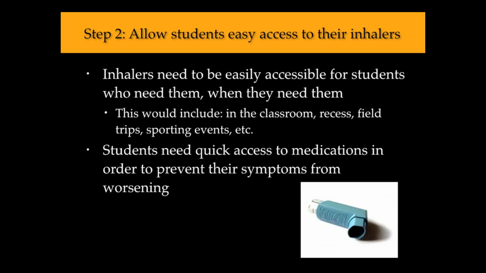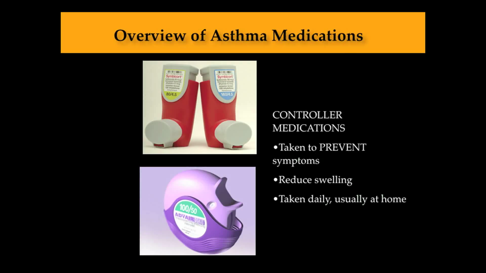their inhalers. Before we cover this step in more detail, I will give you a brief overview of the types of asthma medications. Asthma medications can be divided into two categories. One is controller medications, and two is rescue or quick relief medications. Controller medications are taken every day to prevent asthma attacks. They are usually taken at home. Common names of controller medications include, but are not limited to, Advair, Symbicort, Singulair, Serevent, Pulmicort, Qvar, and Flovent.